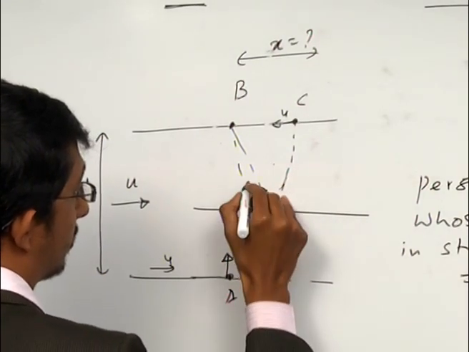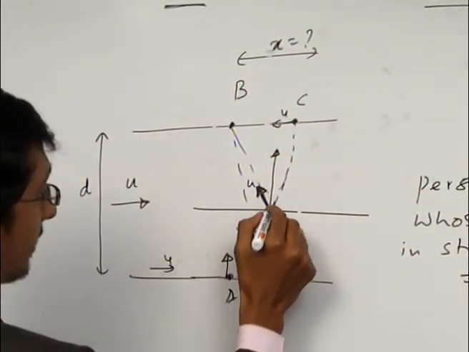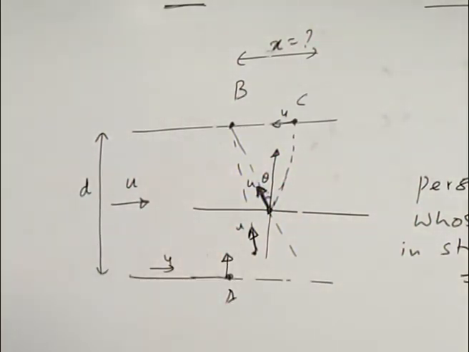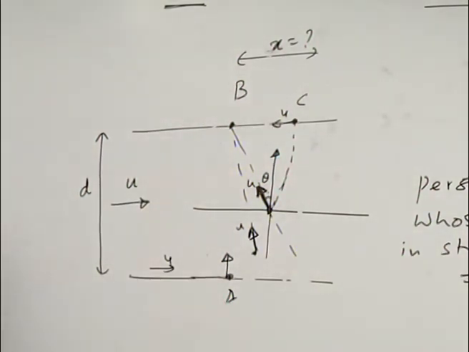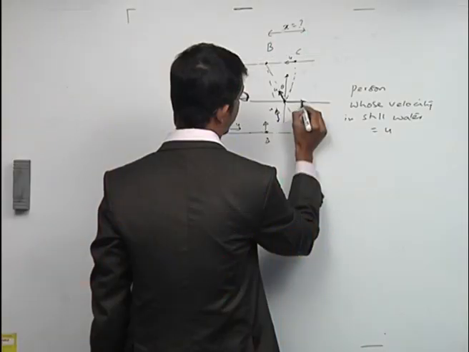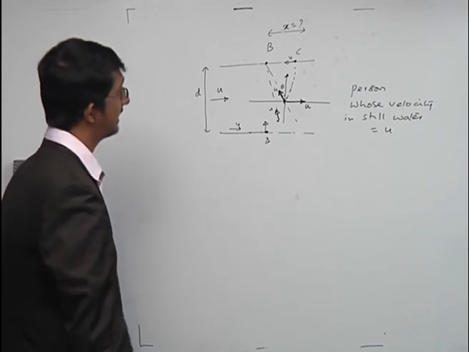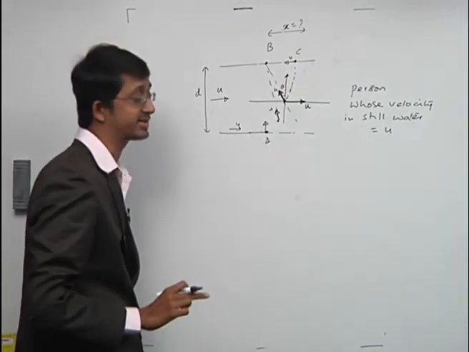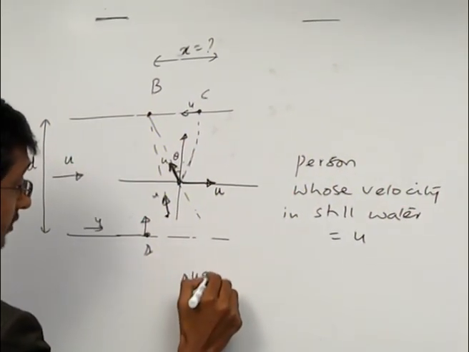I will take two perpendicular directions. Let us say this angle is theta. The angle made by his velocity vector with the vertical is theta. Okay? And of course, the river is also flowing in the horizontal direction with a speed u. Now, his vertical component of velocity, the person's velocity in the vertical direction, is u cos theta. So his velocity in the vertical direction is u cos theta.